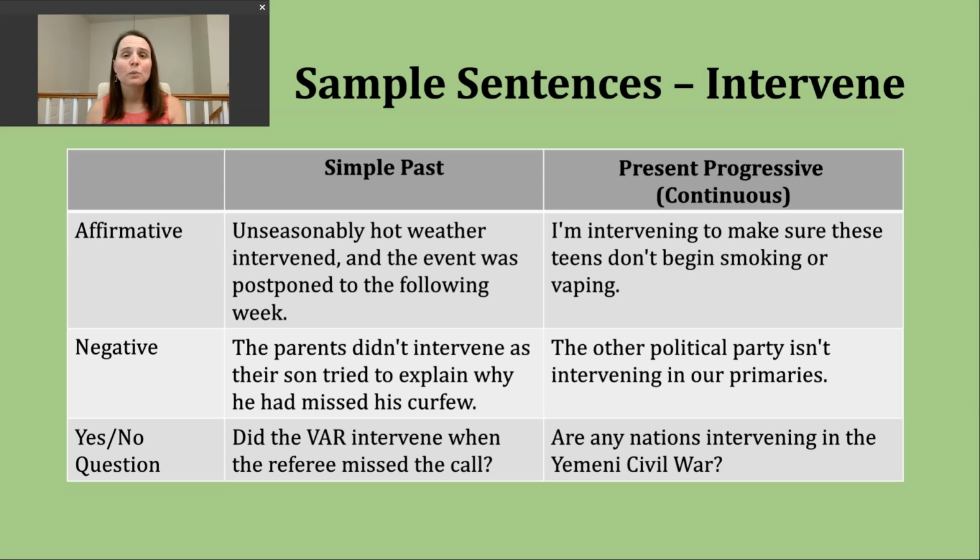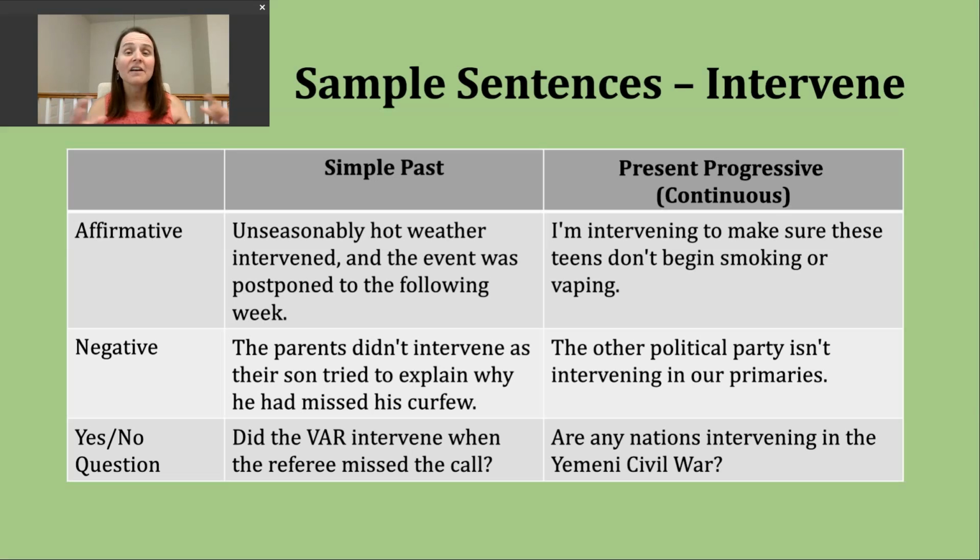So in the affirmative, we're going to have our subject, and then we're going to have our verb with our ed ending, since this is a regular verb here. An example of this might be: unseasonably hot weather intervened and the event was postponed to the following week. So here, this is that kind of idea of something interrupting and delaying.